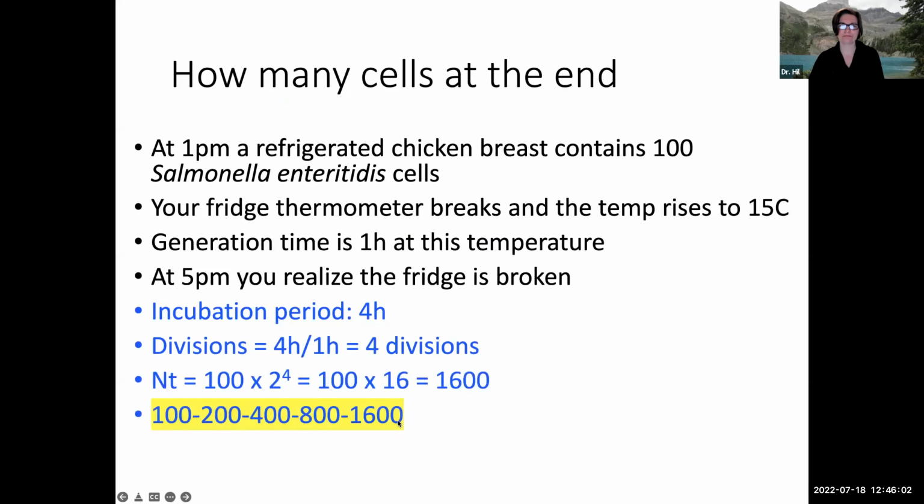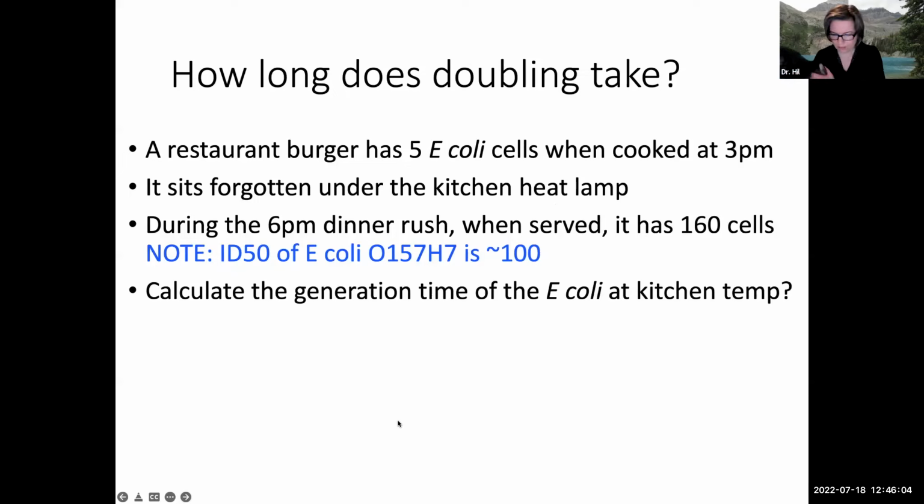Okay, we have time for another example. And this one, we're going to actually address how long does doubling take. So figure out our generation time. So let's suppose we had a restaurant burger and there were 5 E. coli cells at 3 o'clock after it was cooked. And then we forget and we set it under the kitchen heat lamp. We forget all about it. And it accidentally gets served as this dried up old husk at 6 o'clock when the dinner rush happens. At which point there are 160 cells.